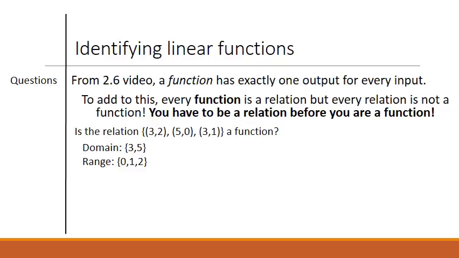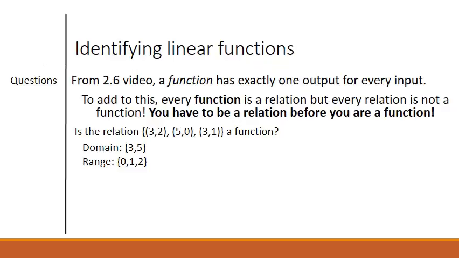3, 2, 5, 0, 3, 1 a function? Ms. Sanchez taught us to list out the input terms. So what we have here, the 3 is our input. The 5 is also an input. We don't have to write the 3 twice. We just write it once when we list it out in our domain. And for the range, we list the output values.